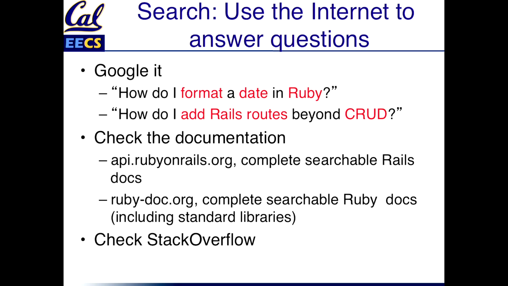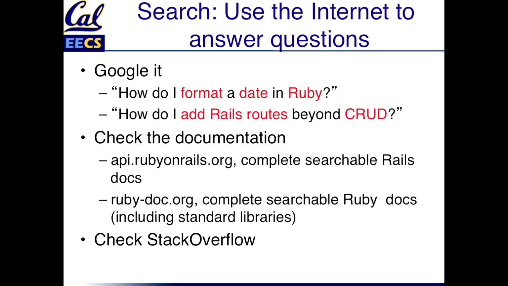And when it comes time to search and using the internet to answer questions, you'd be surprised how far you can get by using the Google, seriously. So suppose your question is, how do I format a date in Ruby? Well, let's pick out the elements of that sentence, shall we? The subject, the verb, and the direct object. Format, date, Ruby. Search for those three things in Google. I guarantee you'll find some results.